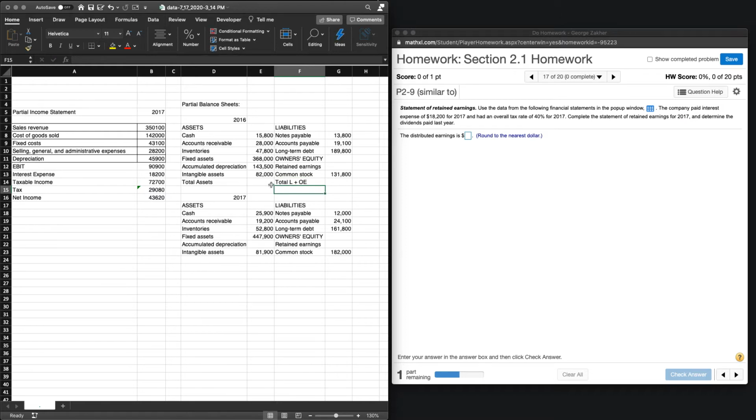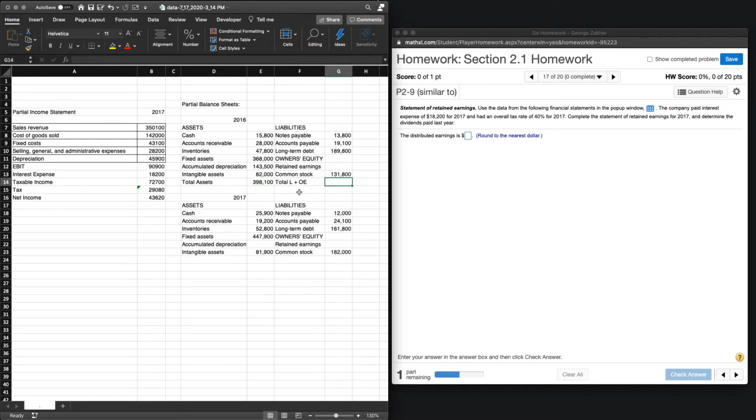We can go ahead and add up all of our assets for 2016. We're going to add all of our current assets. Now in terms of our fixed assets, we're going to go ahead and add, but remember, accumulated depreciation is a negative value, so we have to subtract that. That's important to remember. And then finally, we can add our intangible assets. That gives us our total assets, and that should be equal to our total liabilities and owner's equity.